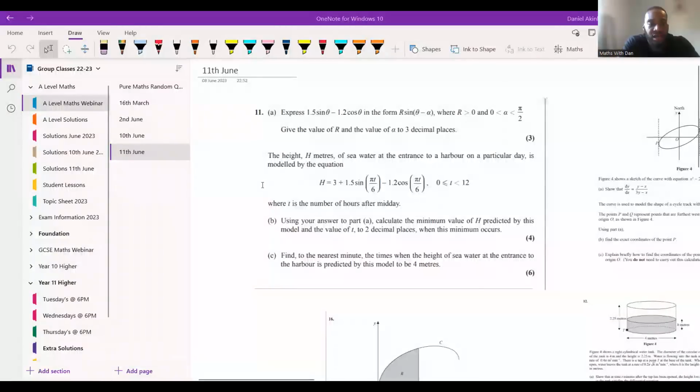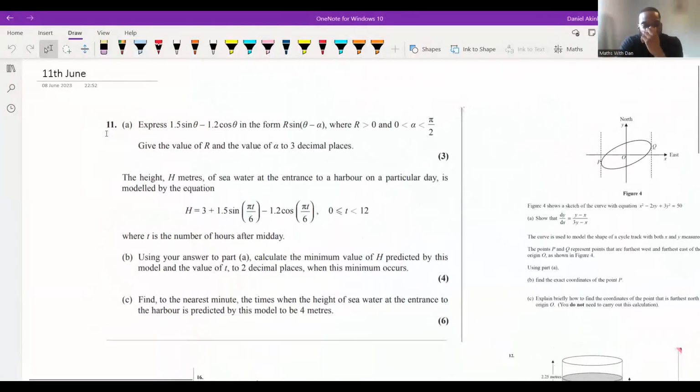So what I'm going to do is share my screen, and I've picked a couple of questions that I think would be good for us to try today. We're going to go through this one first. This is obviously trigonometry, harmonic identities.